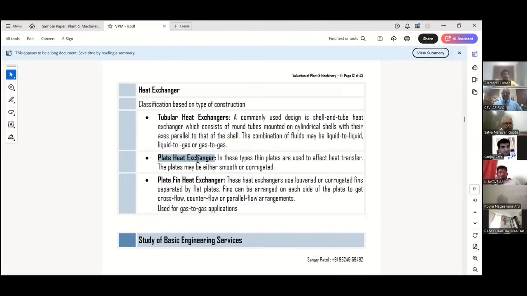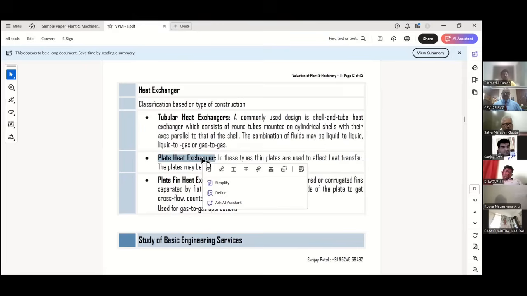Plate heat exchanger. These types of plates are used to improve heat transfer. Any idea of an example of the plate heat exchanger? Transformer. Heat sinks. Heat sinks in two-wheelers, near the engine.